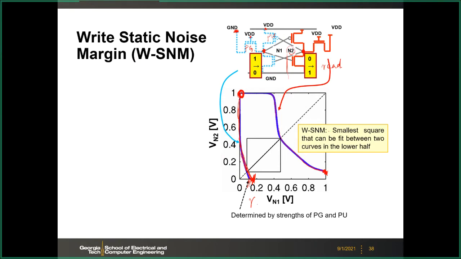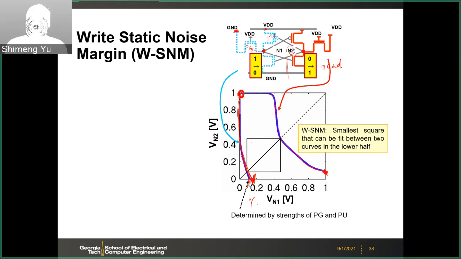And then the write static noise margin is defined as the square between those two curves. In this case, it is the smallest square that can be fit between those two curves. So for example, it's somewhere here. And then this is your write static noise margin.